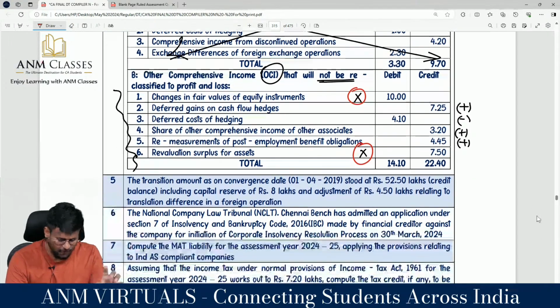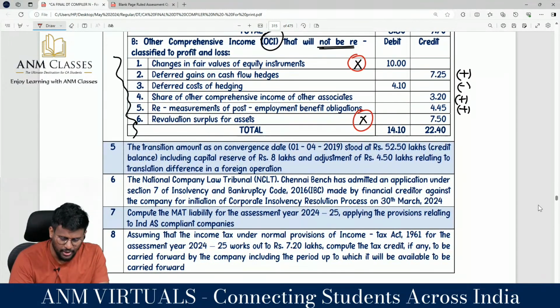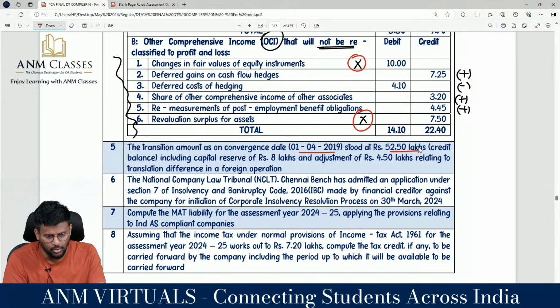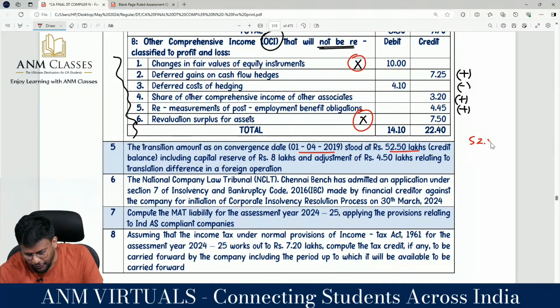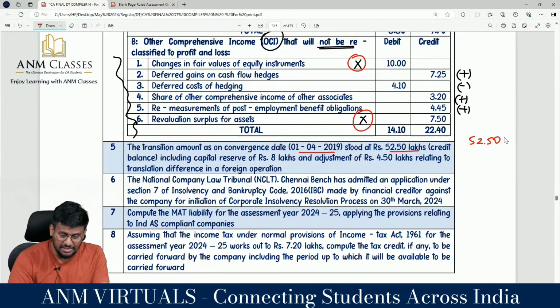So this is the first one. The next one, transition amount as on convergence date, that is 1/4/2019, stood at 52.50 lakhs. We have merged the old system with the new system, so we have parked all the differences in an account called transition amount. What is the total transition amount? 52.50 lakhs. It is a credit balance, they are saying. Fine, so the transition amount is a credit balance, including capital reserve of 8 lakh and adjustment of 4.5 lakhs relating to translation difference in a foreign operation.